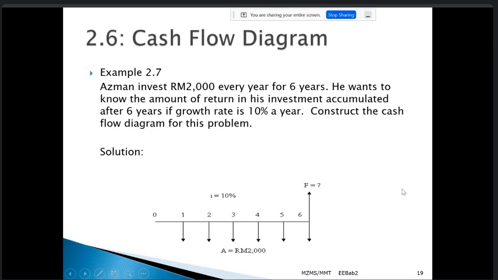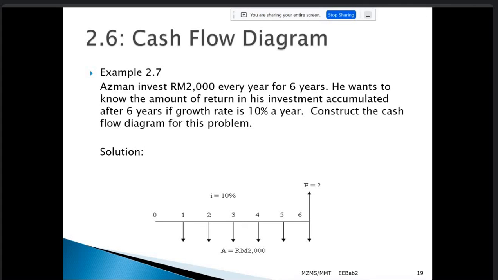Yes. Okay. This one, Azman invests. Once they invest, meaning negative. Invest means you have to withdraw your money to invest in another bank or another counter. So you have to withdraw. So invest 2,000, negative. Every year they invest for 6 years. Every year means, okay, year one, withdraw 2,000. Year 2, another 2,000. Year 3, another 2,000 until year 6.